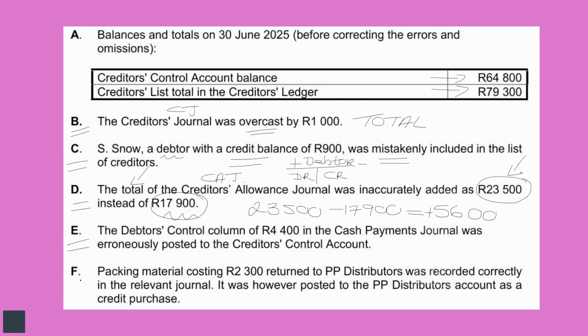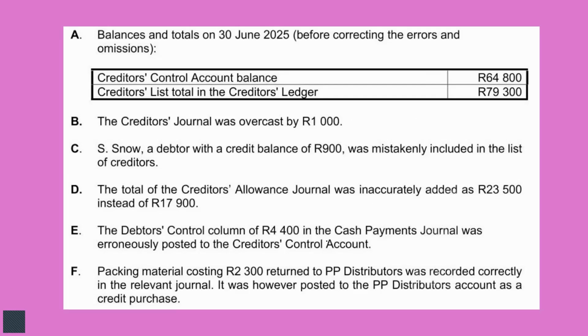Then E, the debtors control column. This is another fascinating one. The debtors control column. And we're talking about creditors, but they're bringing in the debtors control column. That's very confusing. In the cash payments journal, it was erroneously posted to the creditors control account. So this debtors control column entry in the cash payments journal is very interesting.